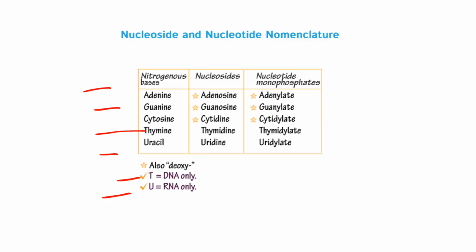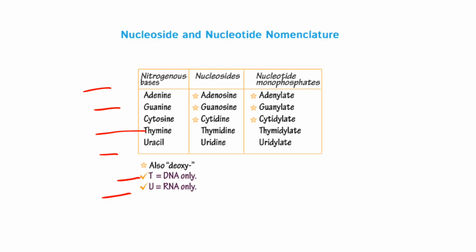The same thing happens to guanine: in its nucleoside form it is guanosine, and in its nucleotide form it is guanylate. You can also call it guanosine monophosphate, diphosphate, or triphosphate, depending on the phosphate. The same thing applies to cytosine, thymine, and uracil. In their nucleoside form, we call them cytidine, thymidine, and uridine.